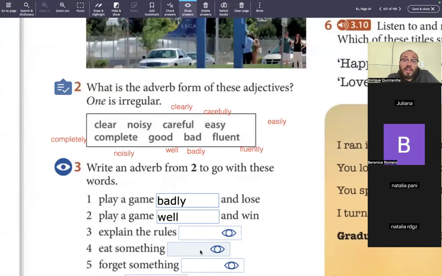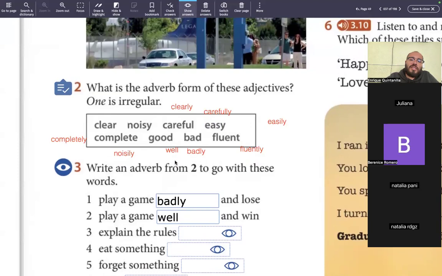Okay, and the rest until you write your sentences on WhatsApp. You have attendance list. Okay.